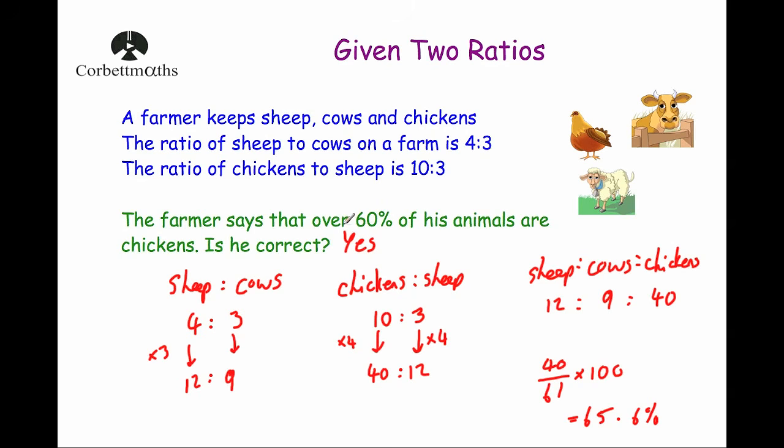Okay, and that's it. So whenever you're doing ratio questions where you have two related ratios, what you do is you focus on the thing that's in common in both of the ratios and get the lowest common multiple of those, and then form one ratio connecting them if possible. And that's it.